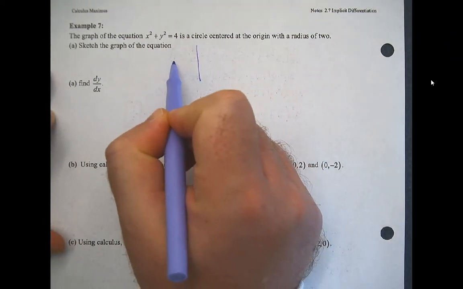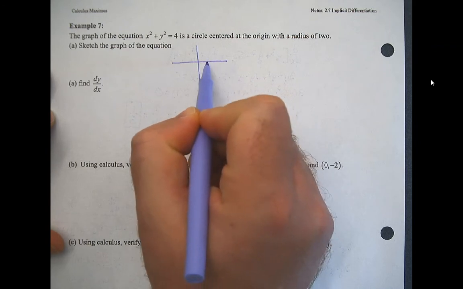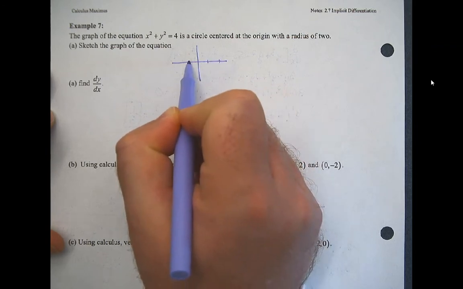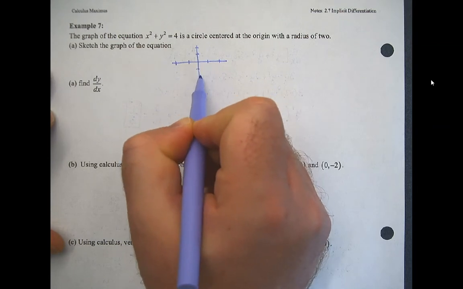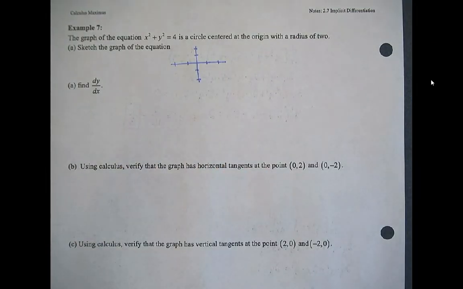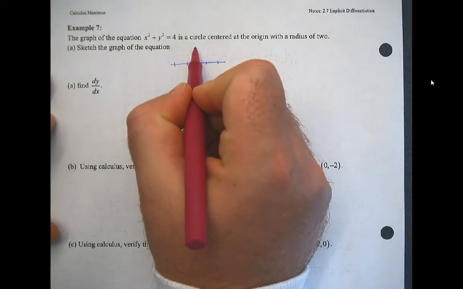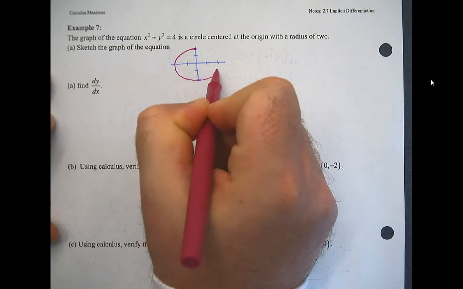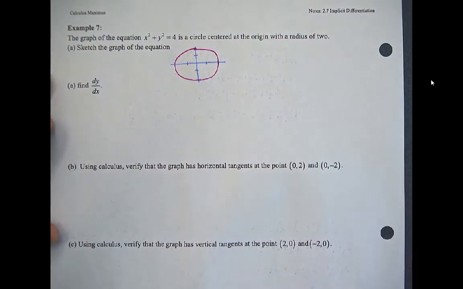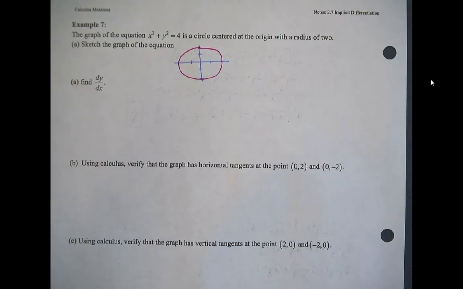If I have a radius of 2, I only need to go 2 in each direction. 1, 2, 1, 2, 1, 2, 1, 2. Then we're supposed to make a circle out of this. Oh boy, I did not do a very good job on my distances. Yeah, close enough. All right, sketch a graph.